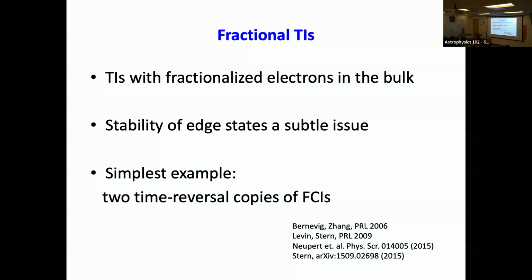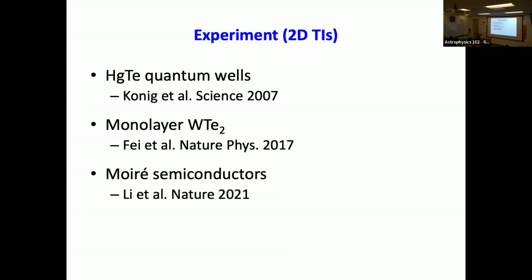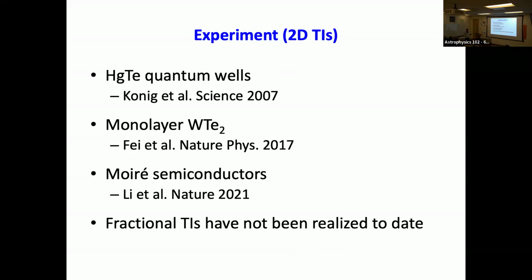So now we have an FCI system. Maybe in the right range of parameters, you can hook up two time reversal copies of that, and you could realize a fractional TI. Experiments on 2D TIs were first discovered in mercury telluride quantum wells in 2007, later in monolayer tungsten telluride in 2017, and also recently in moiré semiconductors. I highlighted an example already, but the fractional TI has not been realized so far.